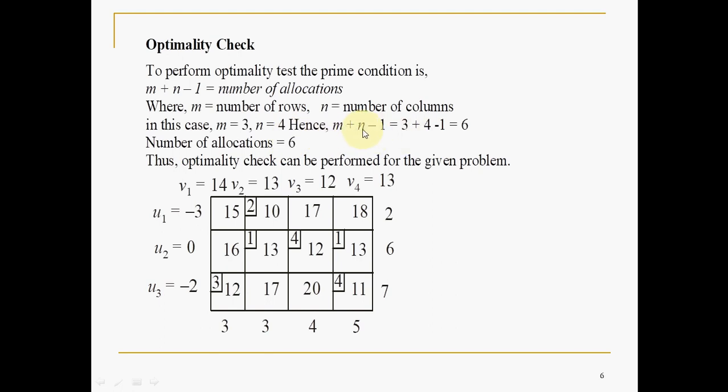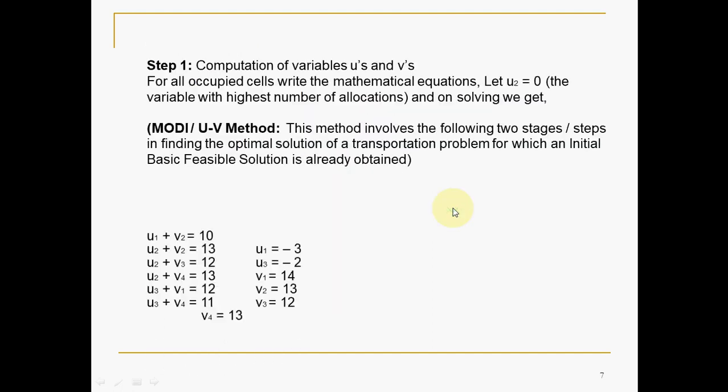M plus n is 3 plus 4 minus 1, that is 6. Number of allocations means the allocations you obtained by VAM. See, 1, 2, 3, 4, 5 and 6. So, allocations you made by using the VAM. So when it is balanced, m plus n minus 1 is equal to the number of allocations, you can proceed. The procedure is like this.